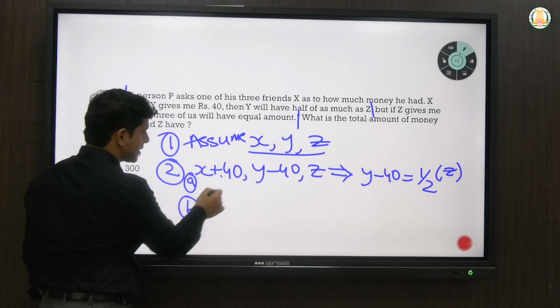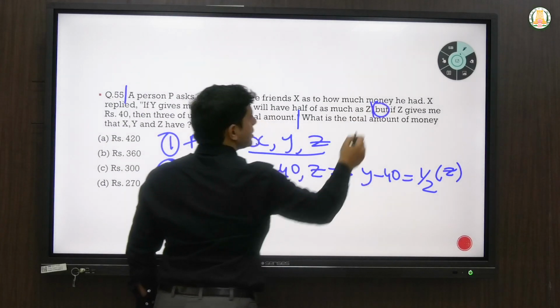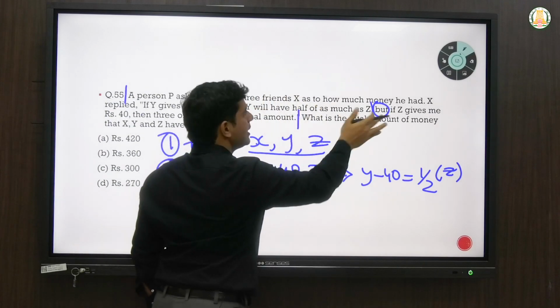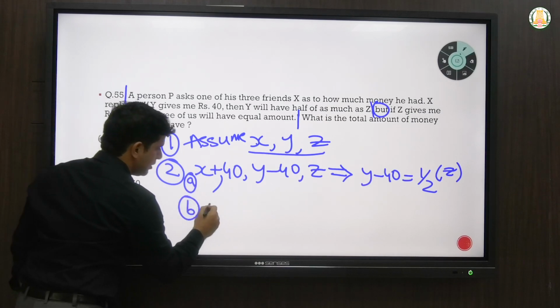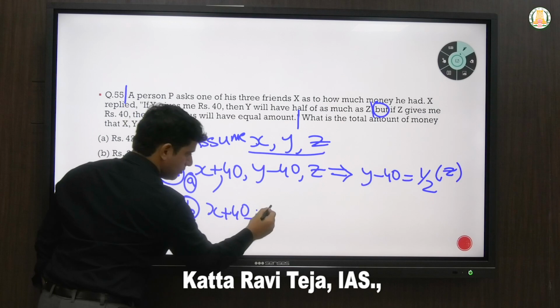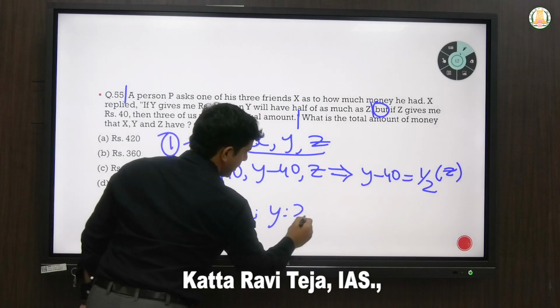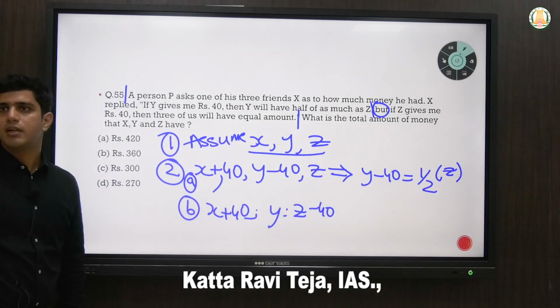He's not going from this case to this case. He's going from this case to this case. Because he's saying but. That means this is one condition. But if initially only Z gives me 40. So X will now have how much? Y will have how much? Y, Z minus 40. Okay. Any doubt in this?